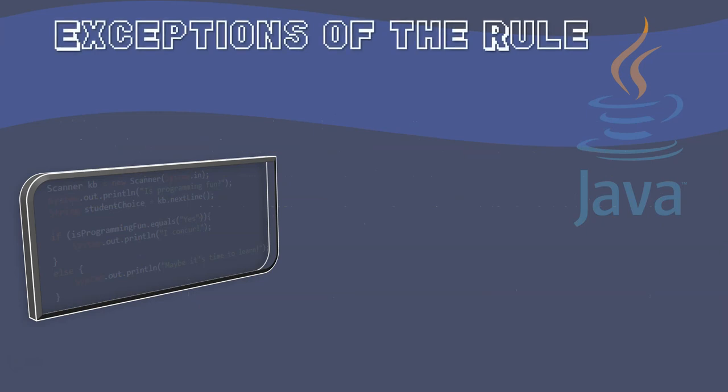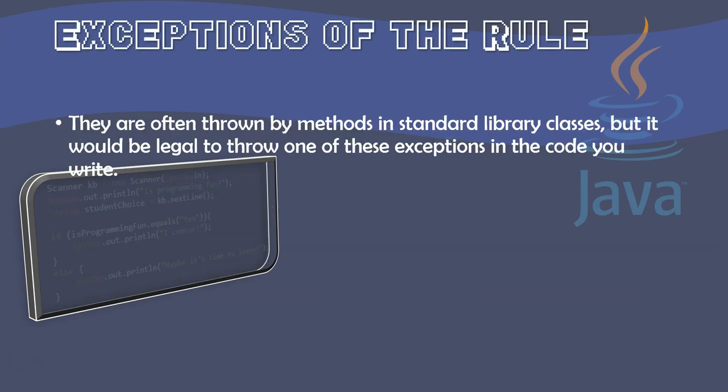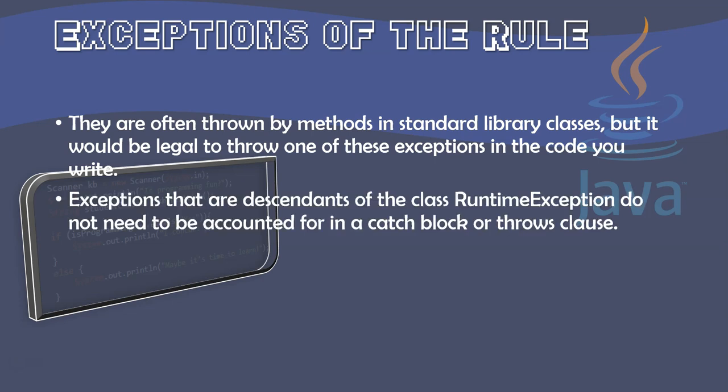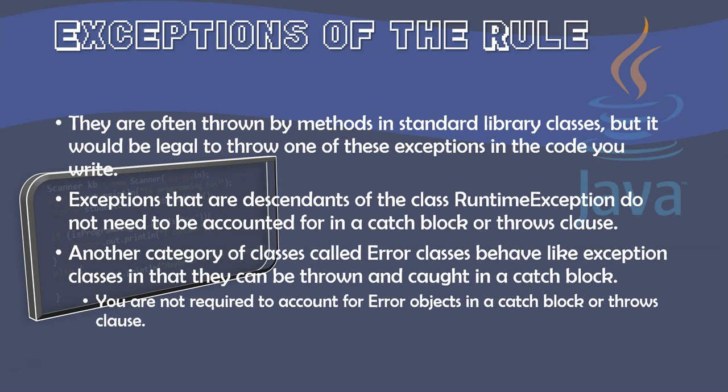So what are those exceptions to the rule? Well, these are often thrown by methods from the standard library classes, but remember, it is still legal to throw one of these exceptions in the code that you write. Exceptions that are descendants, for example, of the class RuntimeException do not need to be accounted for in a catch block or within a throws clause. Another category of classes called the Error classes behave like exception classes in that they can be thrown and caught within a catch block. And just like with RuntimeException, you are not required to account for Error objects in a catch block or a throws clause.